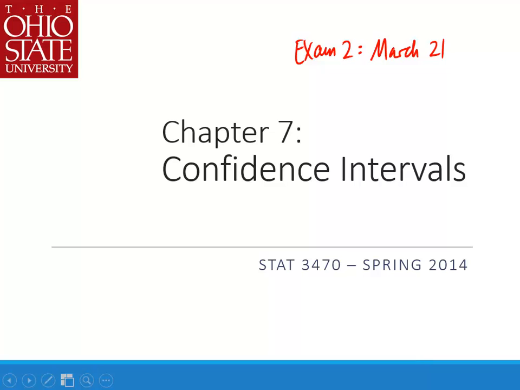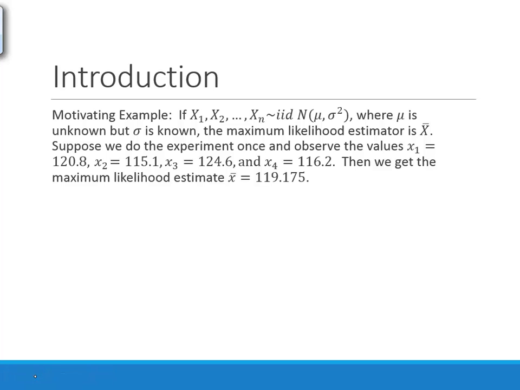Good news, I would say, is that if you felt like Chapter 6 was getting pretty difficult, we're going to take a little step back as far as mathematical difficulty goes. I think you might find this chapter to be a little bit easier than the previous one. Anyway, Chapter 7 is continuing our idea of statistical inference.